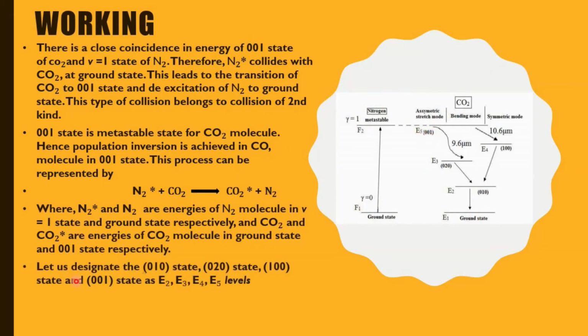So let us designate the states. This is the 001 state, the 020 state, the 100 state, and the 010 state. So these states are labeled as the E2, E3, E4 and E5 levels. Now as we can see in the figure, we can see all the working in our figure.